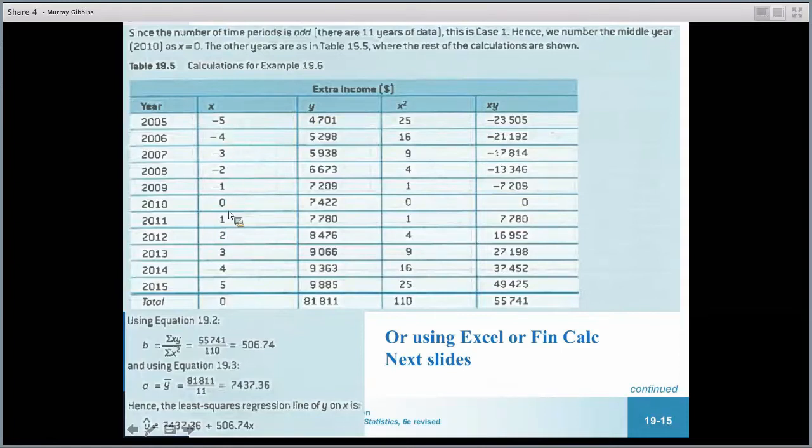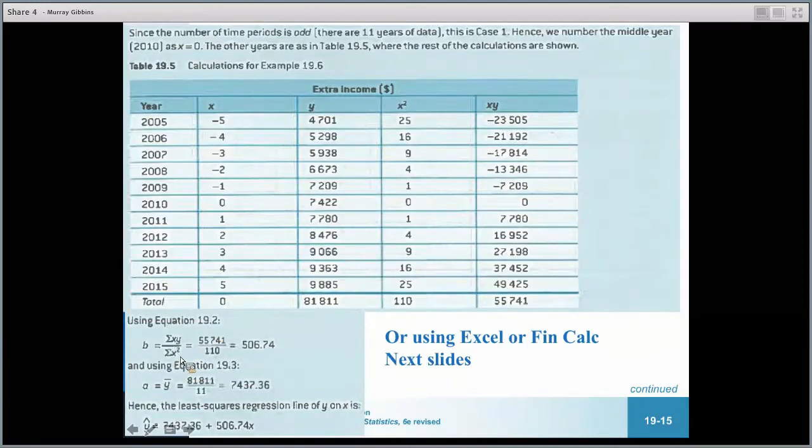But anyway, what he's done then is he's divided the data and he's found the middle and he's put zero in the middle. And then he's worked backwards to the top to minus five and then forwards to 2015. So 10 years represented there and zero bang in the middle. And then we follow these calculations. We really don't need to do it all, but it's nice to see what's going on in the engine room. There is looking at the difference, the movement in X versus the movement in Y.